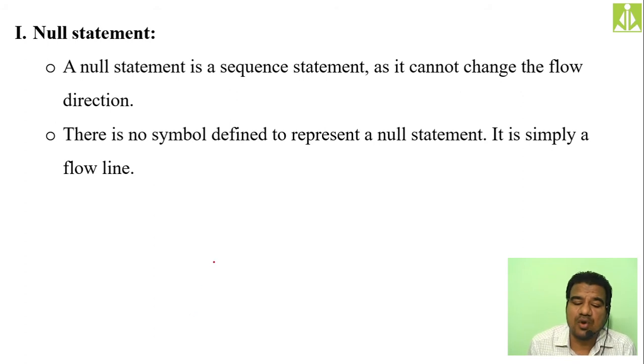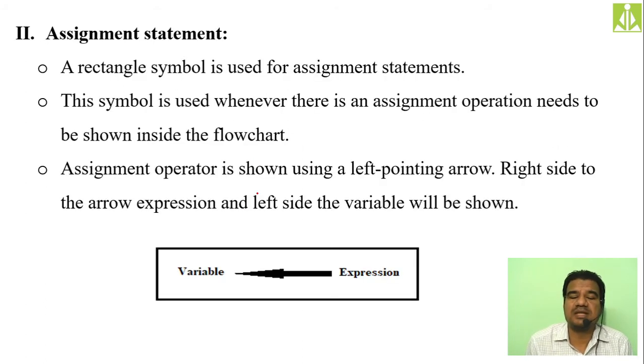It is just a flow line, a continuity line like this. We will not put any symbol there and will not perform any action whenever we represent a null statement. So it is simply a flow line. Remember this one. The next category of symbol is the assignment symbol. Whenever you are assigning some value to a variable, or an evaluated value of some expression to a variable, there we have to use this assignment symbol or assignment statement.